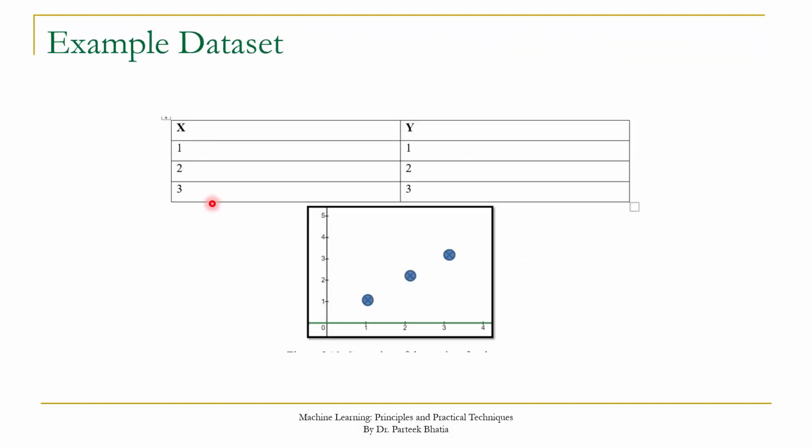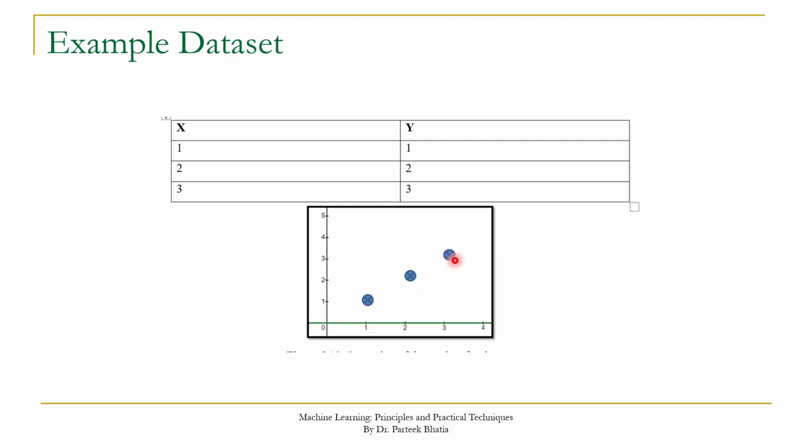Let's suppose we have this data set. Here this is the actual data set, where x is the independent variable and y is the dependent variable. We have kept this data set very simple. You can see if x is 1, then y is 1, which is indicated by this cross. If x is 2, then y is 2, and if x is 3, then y is also 3. So these are our actual data points.